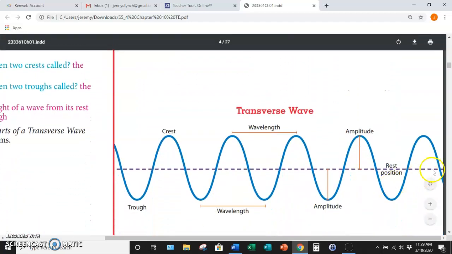So imagine if this right here is your rope that is attached to the doorknob, like in the previous picture, and you have it pulled tight, it's going to be this rest position. But when you start to move it up and down, every time that it goes above or below, it creates what is called the amplitude, or that distance from the rest position to the height or depth of your crest or your trough.